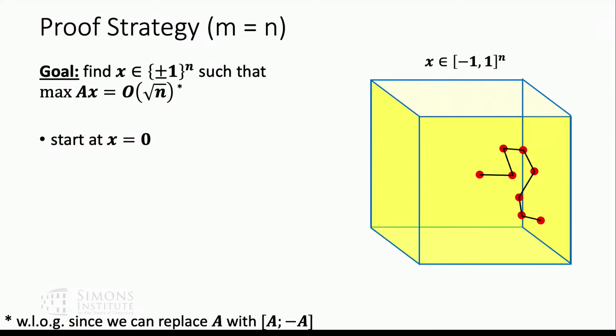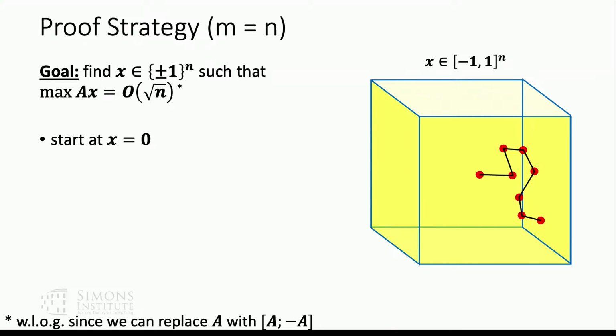So to make it easier to understand the algorithm and the analysis, let me just slightly simplify the objective. Instead of looking at the L infinity norm of the matrix AX, let me look at the maximum entry in AX. I can do this very easily. I can just stack A on top of minus A and try to find the coloring X for which the maximum of this new matrix times X is going to be bounded. Good?